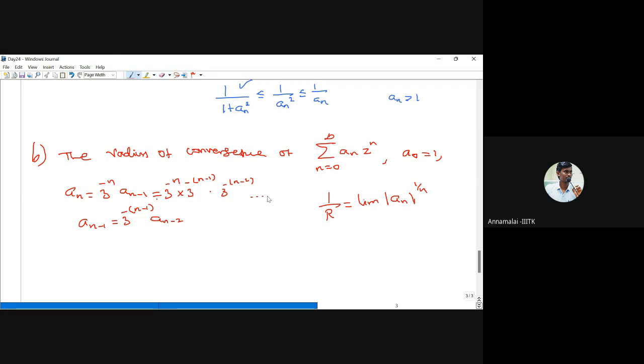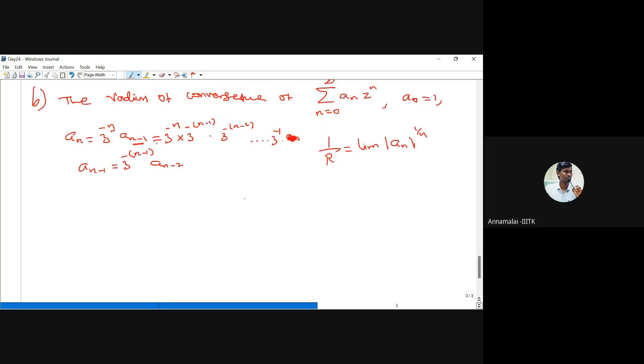Finally, the last term is a naught, and we know that a naught is 1. So in the previous term, 3 power minus of what? It should be 1 actually, because the sum should be: here n, here n minus 1. Sorry, this is minus n, this is minus of n minus 1. If you sum, you'll get minus 1. Therefore, it should be minus 1. If you reduce this, you'll get 3 power minus 1 into a naught. But a naught is 1, therefore no need to write.